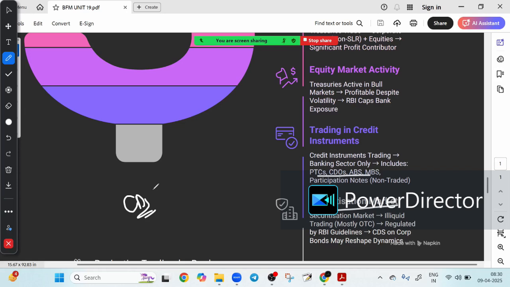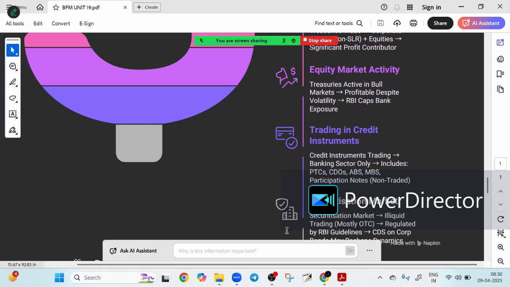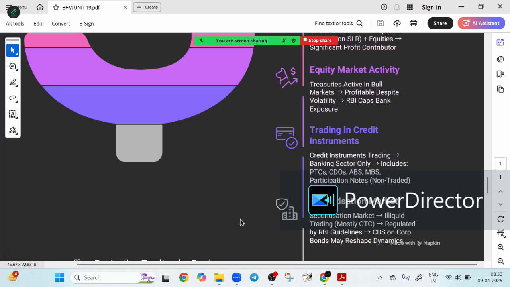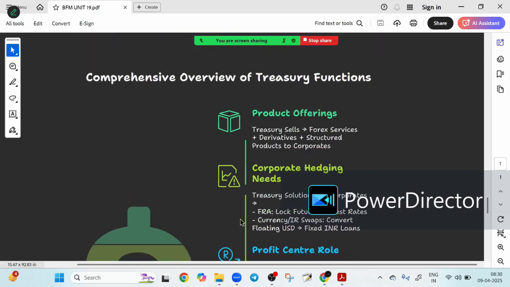So treasury is not just a department; it's a financial strategy hub, right? From forex deals to securities, every transaction is a move in a well-played chess game, right? And understanding this gives us a powerful insight into how banks truly operate behind the scenes. Now let's look at the comprehensive overview of the treasury function.